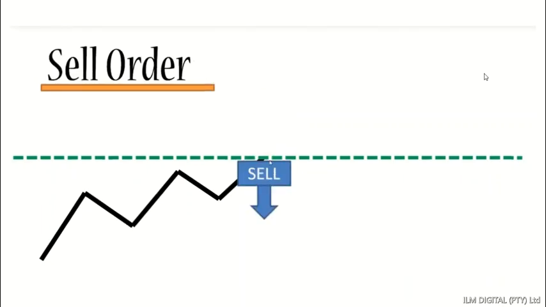Understand? Then we're talking about sell orders. When you're looking at your chart and you're anticipating that the market is going to move in the downward direction and you find an opportunity at that point to sell the market, you execute a sell order. So those are your basic market orders, or your instant executions.